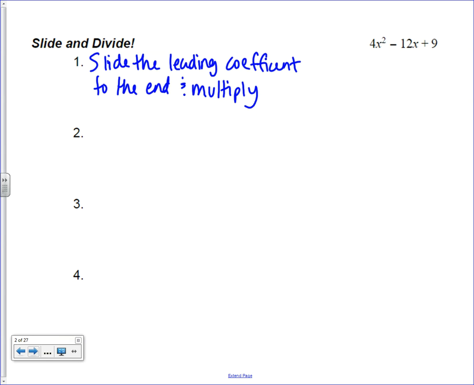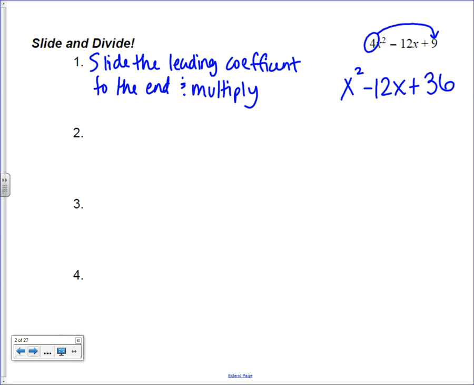Okay, so are you ready? What's my leading coefficient over there? So I'm going to take this number and I'm going to slide it all the way to the back and I'm going to multiply them. What is 4 times 9? So now my problem is x squared minus 12x plus 36. Do you see how I took it from the front and put it to the end and multiplied?